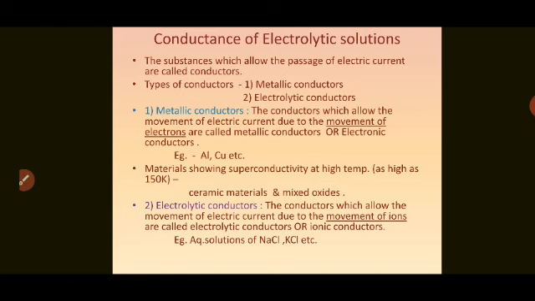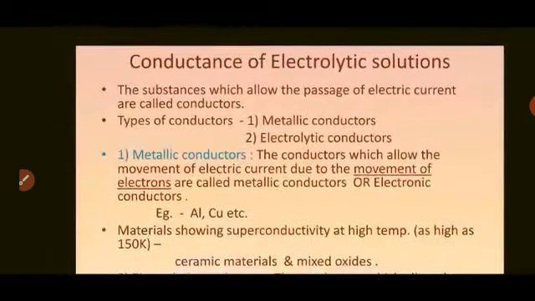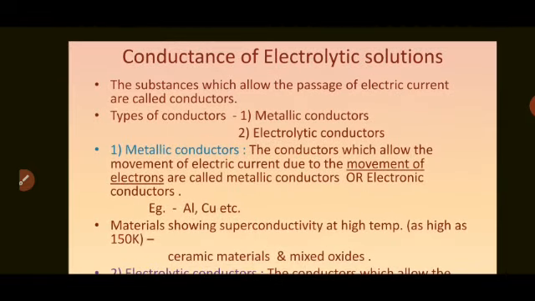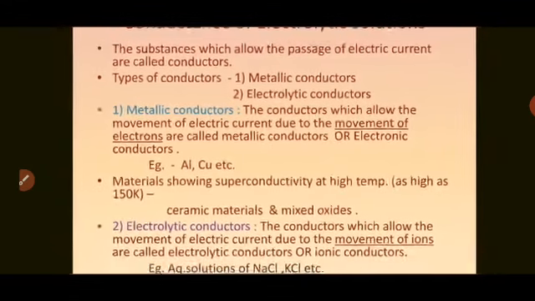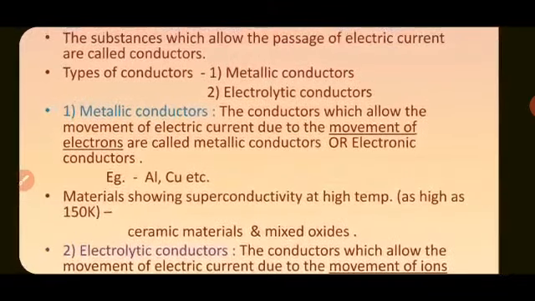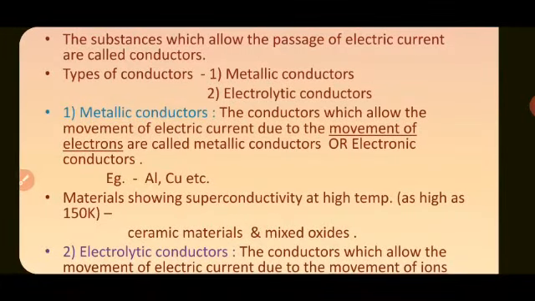That we say as current, and hence we say metals are good conductors of electricity. So there are metallic conductors, and we are going to learn a new type, that is electrolytic conductors. The substances which allow the passage of electric current are called conductors. Means the substance, either in solid state, or liquid state, or fused state, if it allows the current to pass, then we say it is a conductor. How many types of conductors are there? There are two types of conductors, that is metallic conductors and electrolytic conductors.